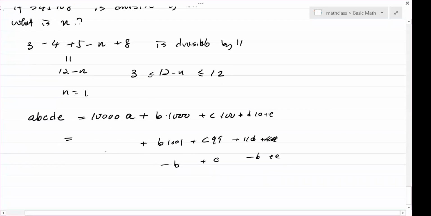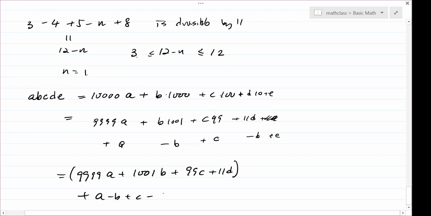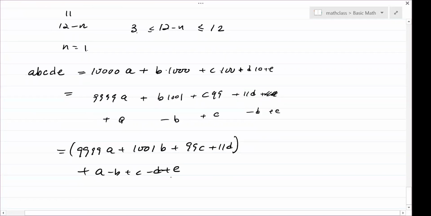1001 is divisible by 11. Then you have the rest here, the total you add up will still be 10,000A and so on. So this will be the alternating sum. In other words, I get 9,999A, 1,001B, 99C, and 11D. That's it, plus the alternating sum of the digits.